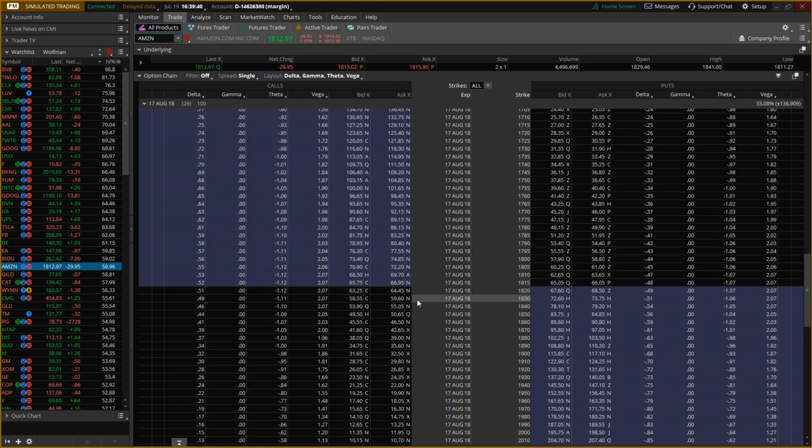All right, so back to Amazon. So that fits the rule. Amazon, 3 ticks to the left, $1.80. That fits the rule here, $1.80. It's inside of that, right? So we're meeting our rules on there.